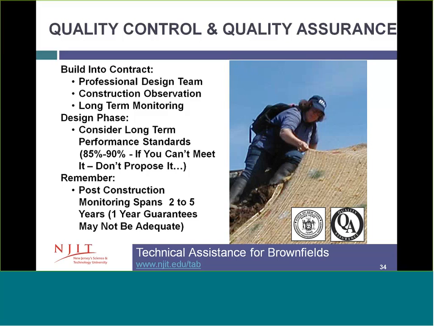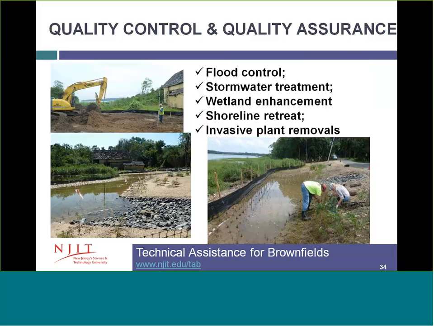A side note, whenever we write specifications for living shorelines, a 1-year guarantee doesn't seem to work. You typically need a 2-year guarantee on your plant materials so that you have time to come back in and replace something that didn't withstand the initial shock of installation. So 2 years is recommended as a minimum.